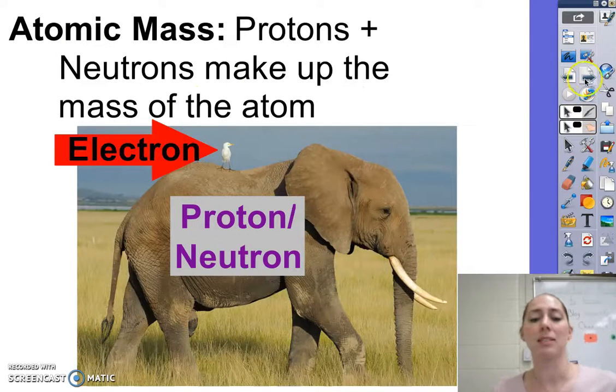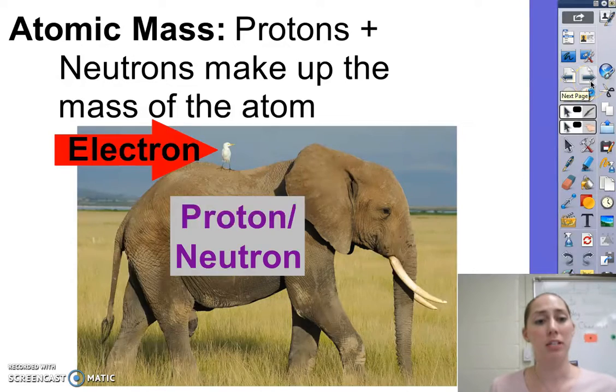So let's talk about atomic mass. Every atom has mass. I know it's small and hard to think of, but we do actually have it. That atomic mass is determined by the number of protons and neutrons in the atom. The reason it doesn't include electrons is that electrons are tiny. Look at this little bird on this elephant's back. I guarantee you this elephant barely notices that bird is there. And if we were to mass this elephant with the bird or without the bird, the measurement would be very, very similar. This is because the bird is tiny. Protons and neutrons are like this elephant. Electrons are like this little bird. So when we're talking about the mass of an atom, we're talking about the protons plus the neutrons together.